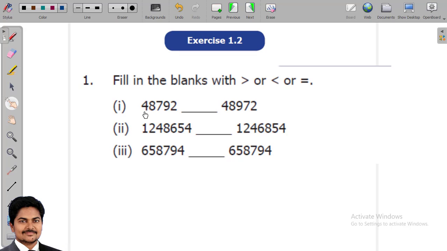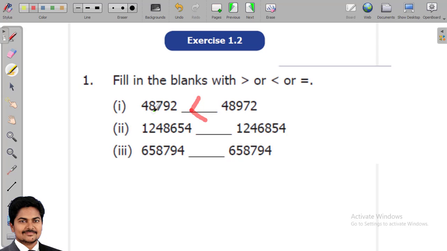First one, 48,792 and 48,972. Here both of the numbers have equal digits. So comparing the digits from the extreme left, the first digits are equal, the second digits are also equal. Look at the third digits. The first number has 7, the second number has 9. So 7 is less than 9. So the first number is less than the second number. So draw the less than symbol.